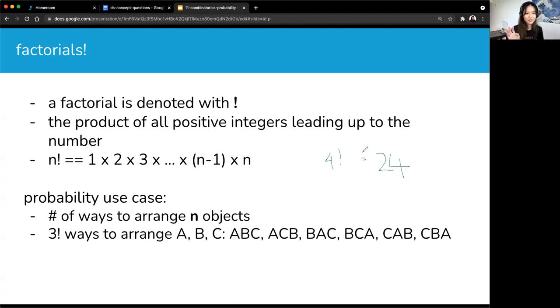So the probability counting use case of factorial is if you ever wanted to figure out the number of ways to arrange a certain number of objects, the answer is actually the factorial.